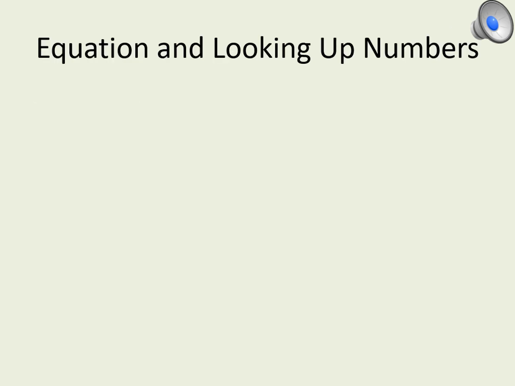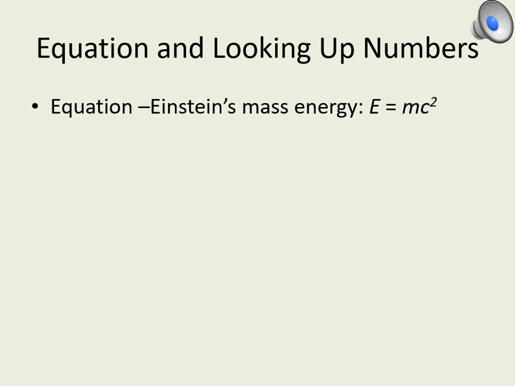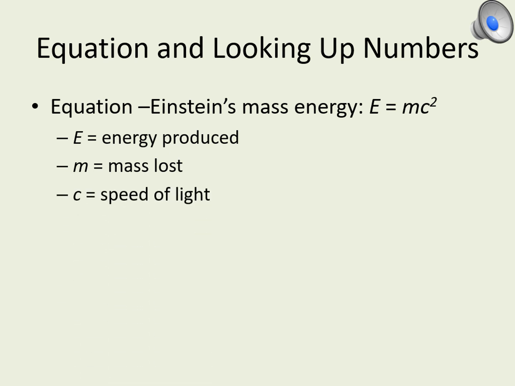Now we can set up the calculation part of the problem. The first step is to write down the formula. Since we're trying to find the mass energy, we need to use Einstein's mass energy formula. E equals mc squared. In this formula, E is the energy produced, m is the mass that disappears, and c is the speed of light. Notice that the speed of light is the only part that is squared, not the mass. This equation tells us what numbers we need to look up.